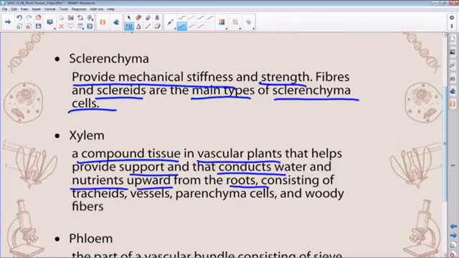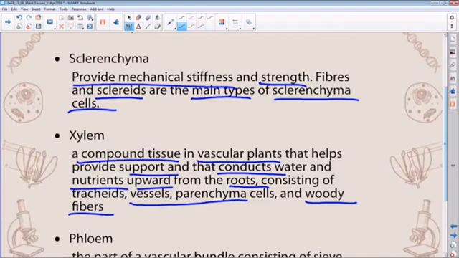And it goes up the trachea through vessels, through the parenchyma cells. It's found in woody fibers. Okay, so you have your vessels, your parenchyma cells, and woody fibers. All of those help bring water and minerals from the ground all the way to the top where we need it in the leaves to go through that huge, perfect thing called photosynthesis.